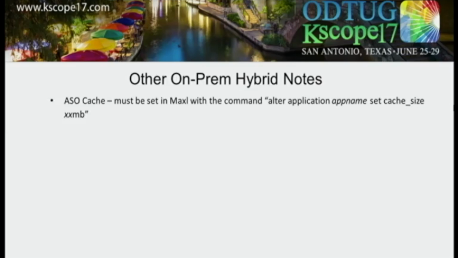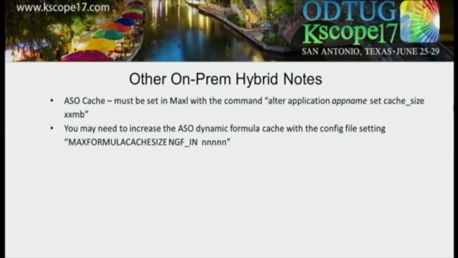A few other things. Got to set your ASO cache. I mean, this is ASO. And so if you do a lot of calculations, you're going to have to set your ASO cache. That can be set in Excel. There's nothing in EAS for it, but you can set it in Excel. If you have a lot of formulas, you're going to have to increase your max formula cache size in ASO.